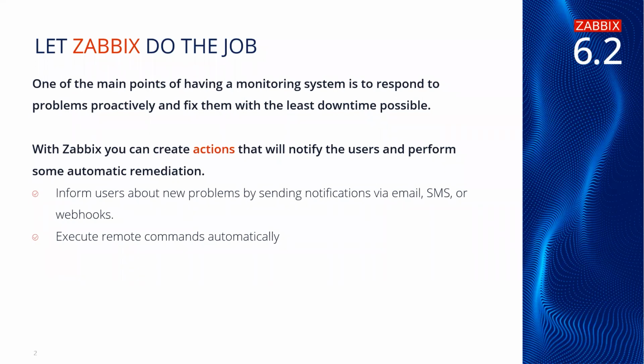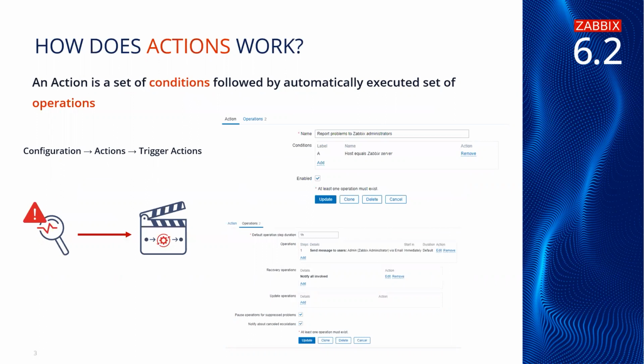But about the actions, how does an action work? What are those? An action is a set of conditions followed by an automatically executed set of operations. So basically you have a problem, and that problem meets some conditions, and based on this, an action is triggered. An action is going to start to be executed. And you define this in Configuration, Actions, and Trigger actions.